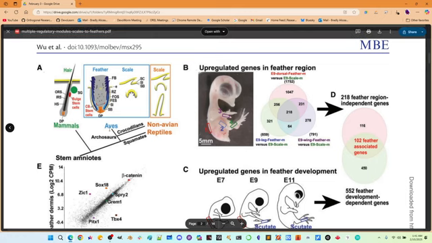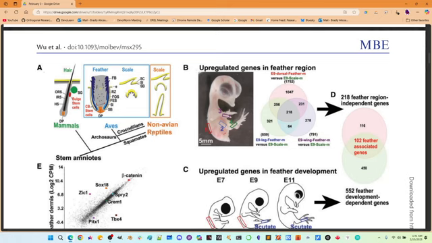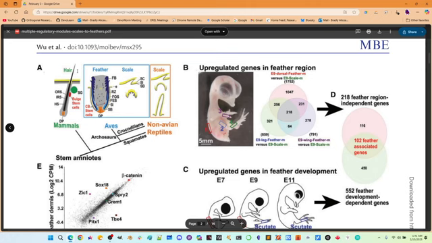We have mammals here, avians, and non-avian reptiles. So we have these three different groups. In mammals, we have hair, of course. We have the hair follicle. We have bulge stem cells. We have these other structures.